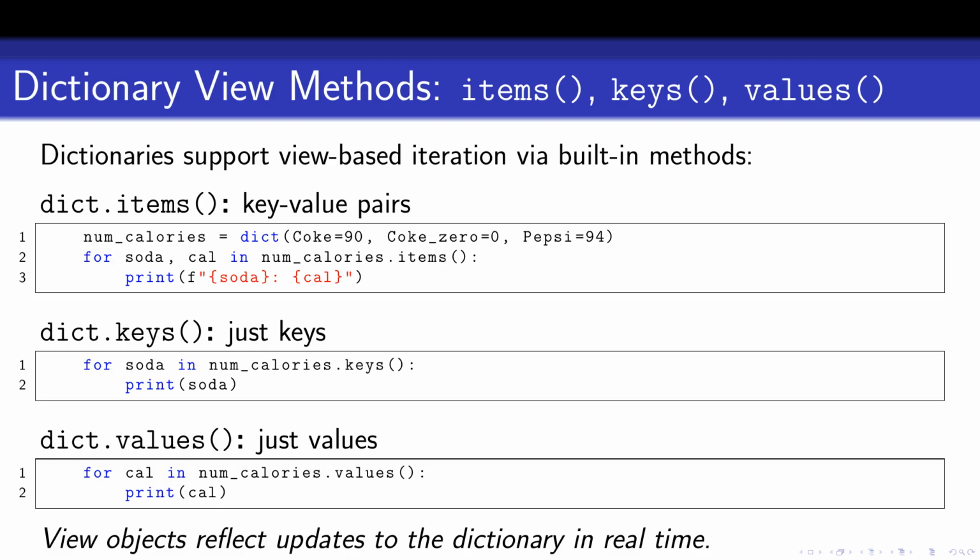These views are dynamic. They reflect changes to the dictionary in real time. This makes them useful when iterating over large dictionaries that might change during execution. Whether you need to inspect keys, values, or both, these methods provide clear, semantic ways to access and work with dictionary contents.